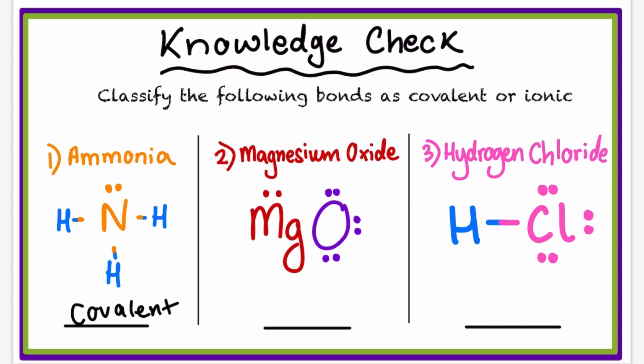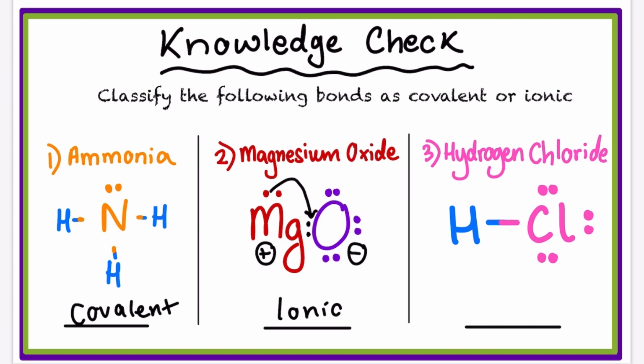Number 2 is magnesium oxide. Magnesium is a metal, and oxygen is a nonmetal, so magnesium probably donates its 2 electrons to oxygen and becomes a cation, whereas oxygen accepts those 2 electrons from magnesium and becomes an anion. This bond must be ionic.